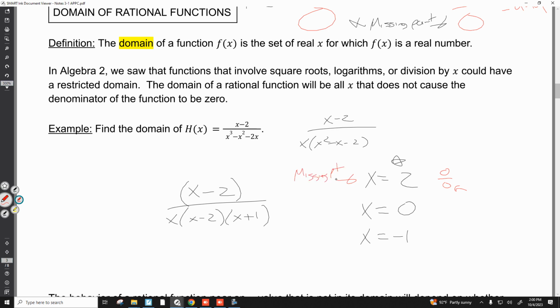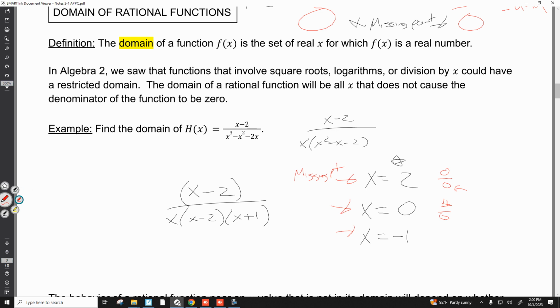You're not allowed to divide by 0. If you plugged in 0, you get a number over 0. Oh, this is also a missing point. Oh, if I plugged in -1, I'd have a 0 in the denominator. That's also a missing point. So all three of these values are not in the domain.